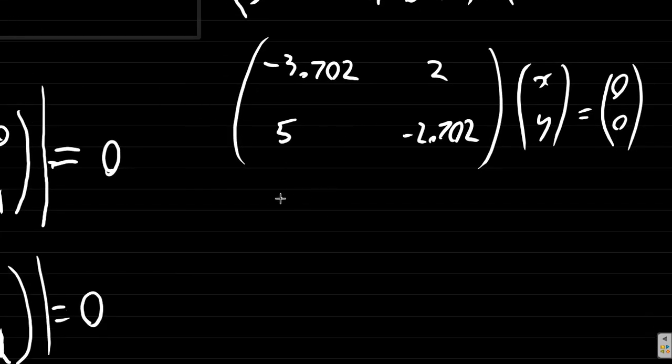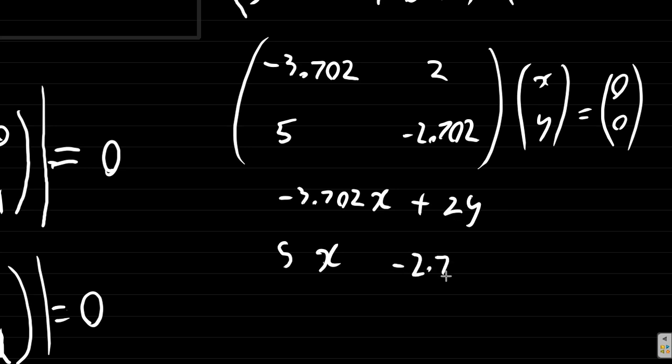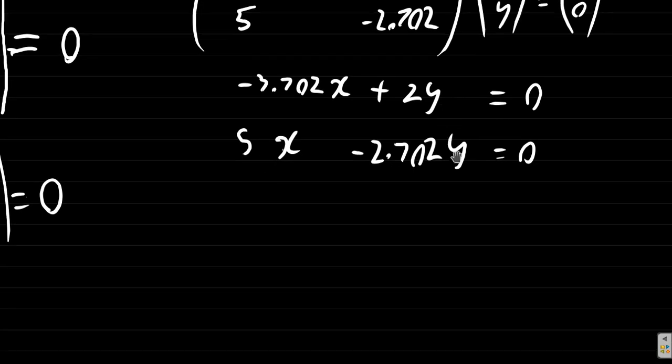So, negative 3.702x plus 2y, and 5x minus 2.702y equals 0. So up here equals 0, down here equals 0. Alright? And then we solve this.